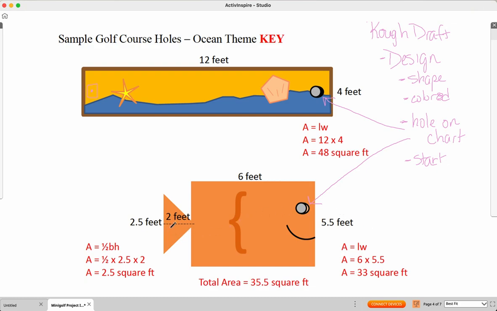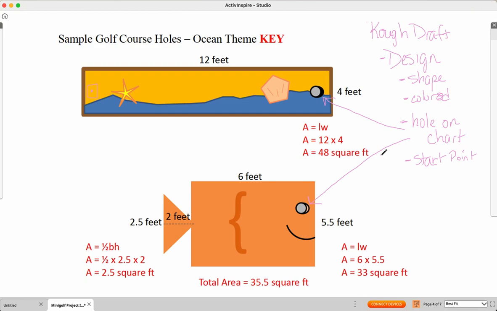So if the starting point's over here in the tail, you have to have both those listed like any regular mini golf course would have. So you've got that design. You're going to take your time. Do not rush through because, oh, it's a rough draft, I don't have to do this, I don't have to worry about it.